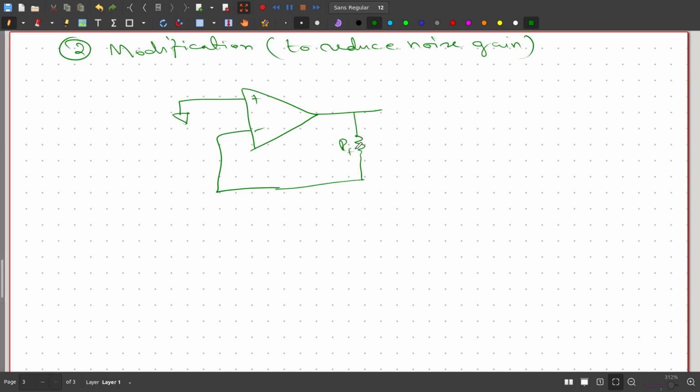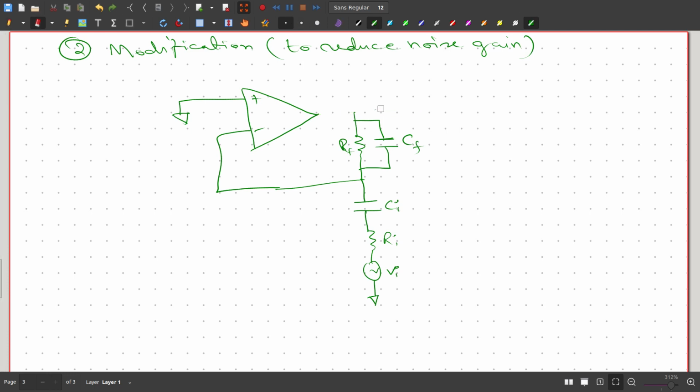This is our Rf. In parallel to this Rf, we add a very low value capacitor. I'll tell you what it will do to the feedback network. And here we have the input capacitor and input resistor, and here we have our signal with respect to ground. This is the new addition and it is called CF.